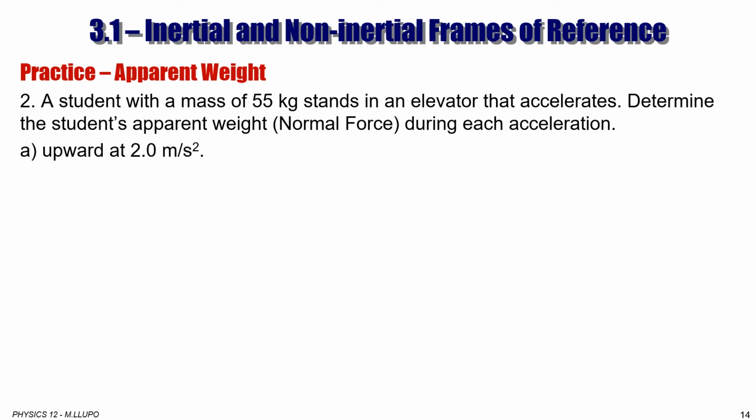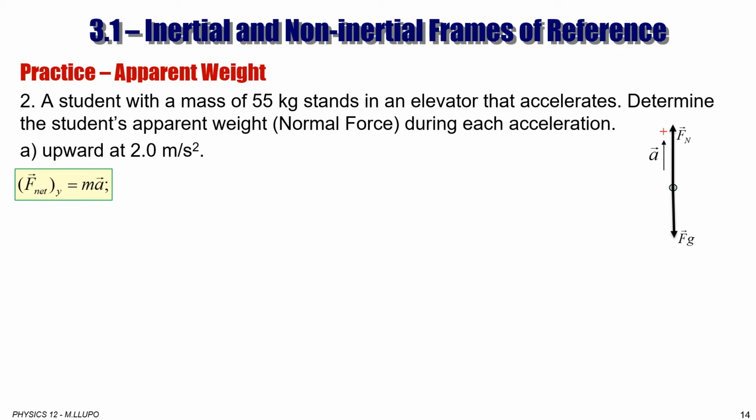Let's illustrate the apparent weight with an example. A student with a mass of 55 kilograms stands in an elevator that accelerates. Determine the student's apparent weight, or normal force, during each acceleration. A. The elevator accelerates upward at 2 meters per second squared. We draw a free body diagram. Fg and Fn, and the elevator is moving upward, so the acceleration is up, and the positive direction has to be up. It's the y-axis that is accelerating, so F net y is equal to ma.